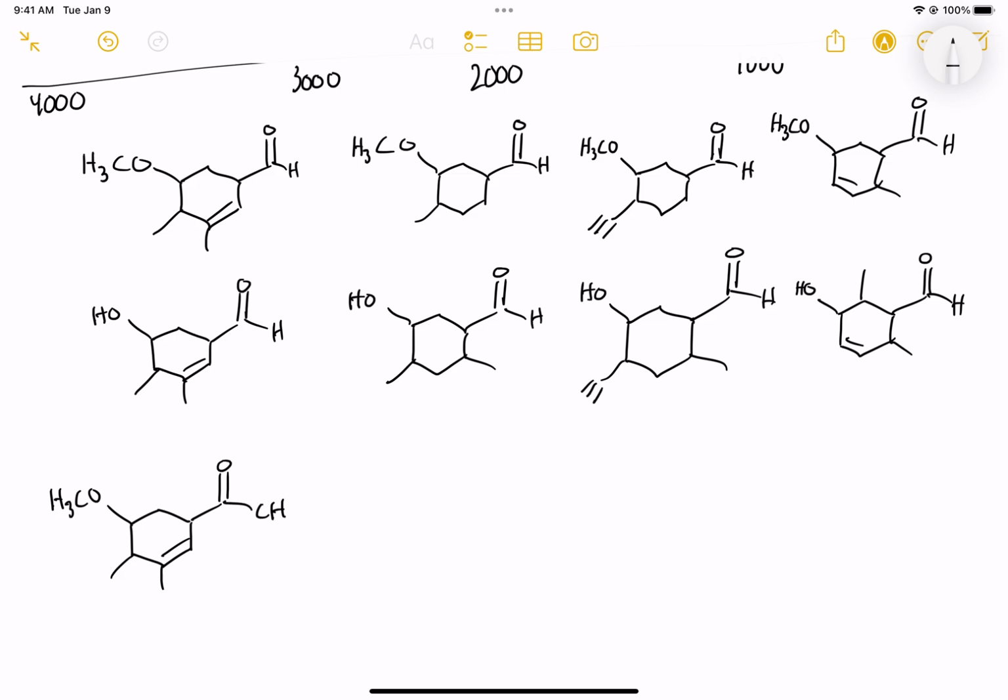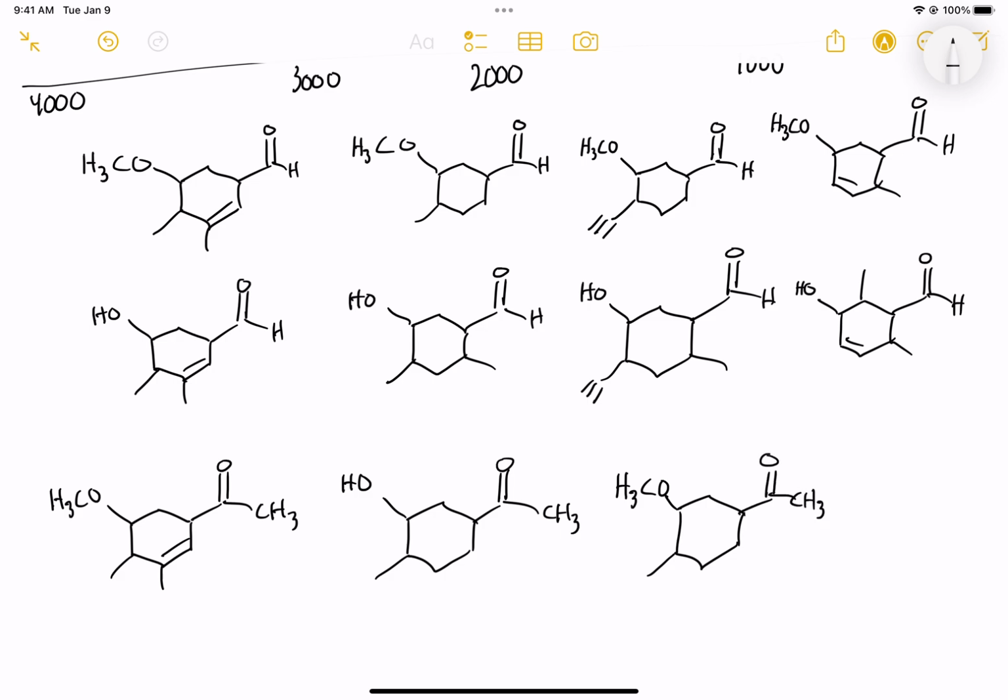So now we have some ketones. So is it a ketone or an aldehyde? And lastly, we have an additional ketone here. Okay, so there's all our molecules.